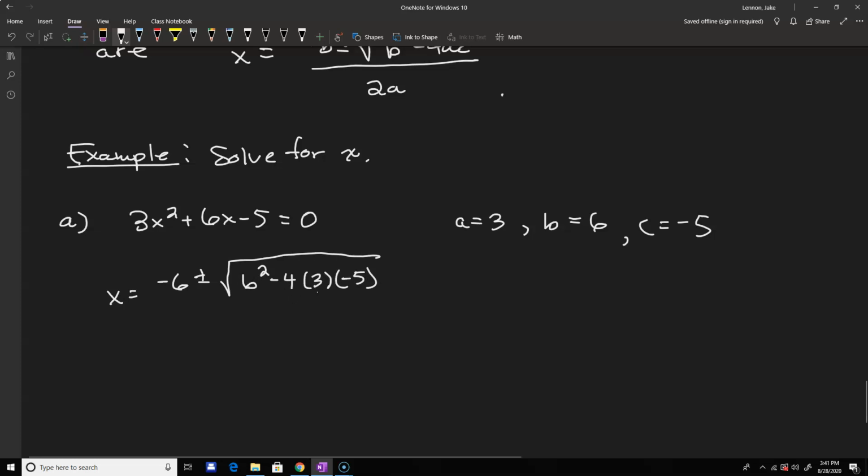So notice there's two negatives here. So when we multiply this out, we're going to get 6 squared plus this quantity. And then everything is being divided by 2 times 3. So let's just go ahead and simplify. So we end up with negative 6 plus or minus the square root of 36 plus 60 over 6.